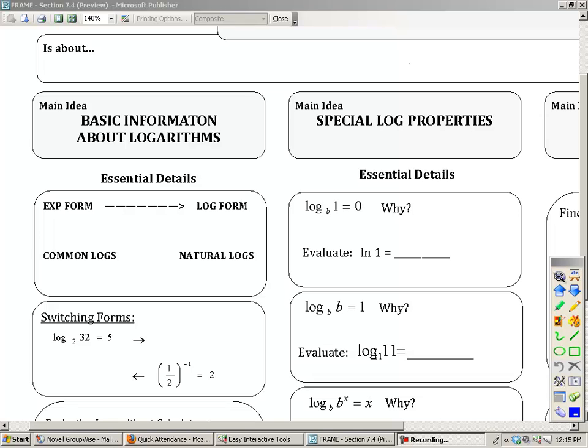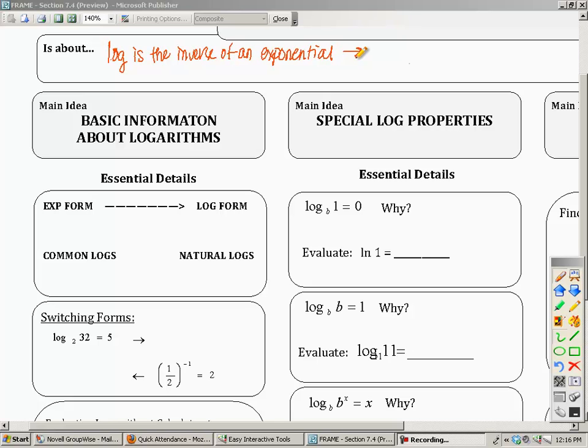Welcome to section 7.4. We are starting a brand new topic today. It's called a logarithm, and I want to give you this idea of what a logarithm is. When we start talking about this, a logarithm, and we shorten this to log, a log is the inverse of an exponential. Basically, with inverses we know we switch x and y, and we'll talk about that some more, but a log is the inverse of an exponential function.